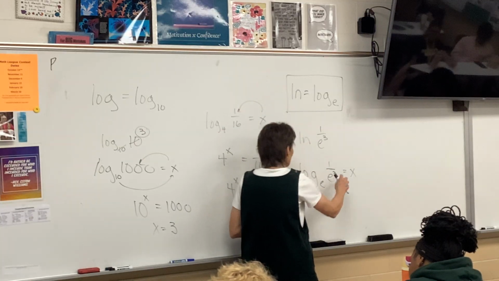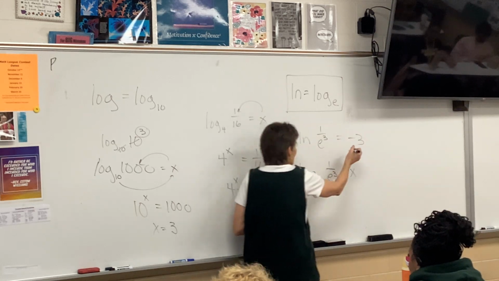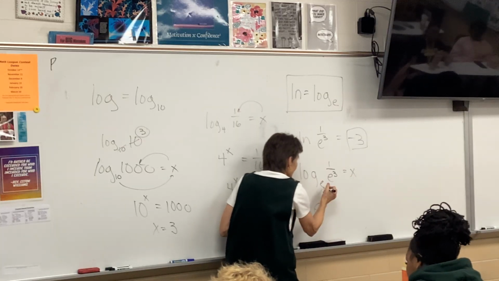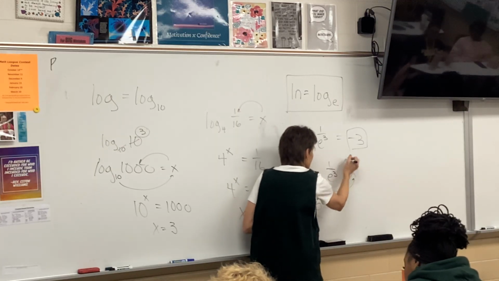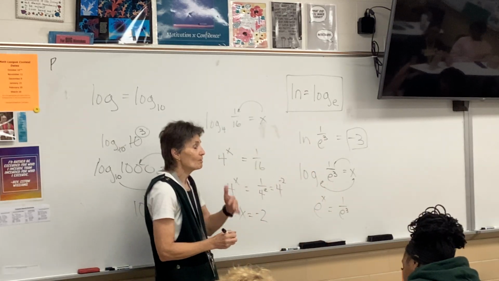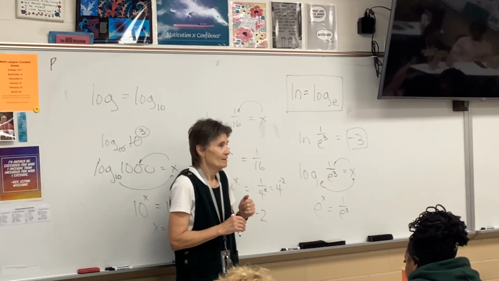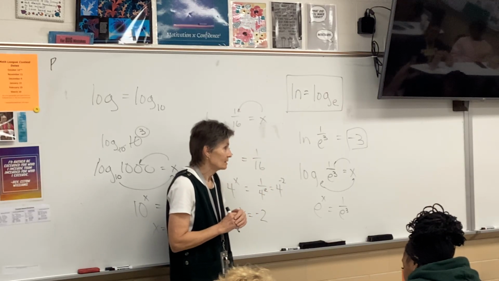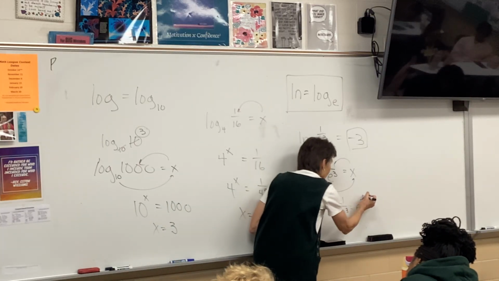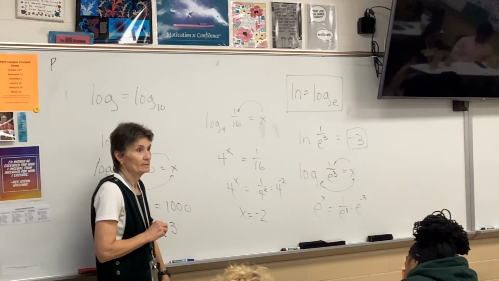Now, if you are bothered by that, then think about this for a second. e to the x equals 1 over e cubed. How do you get a 1 over? You have to have a negative exponent. So isn't that e to the -3rd? So your answer is -3.